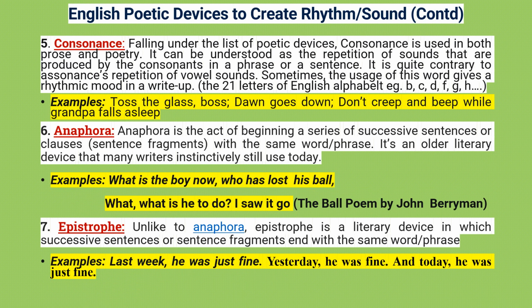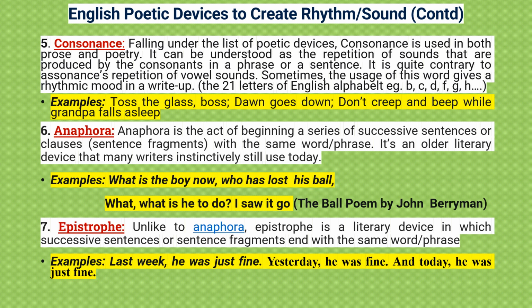As I had discussed in the previous slide about vowels and consonants, we had done assonance, which is nothing but the repetition of vowel sounds. So now what is consonance? Consonance is when the sound of the remaining 21 letters are found repeating. Example: toss the glass, pause. Dawn goes down. Here the vowel sounds are not repeated, but the sounds of the consonants are repeated. Hence we call it consonance.